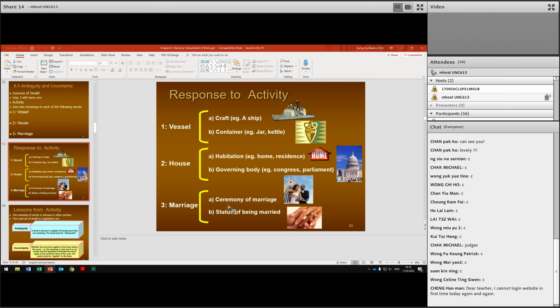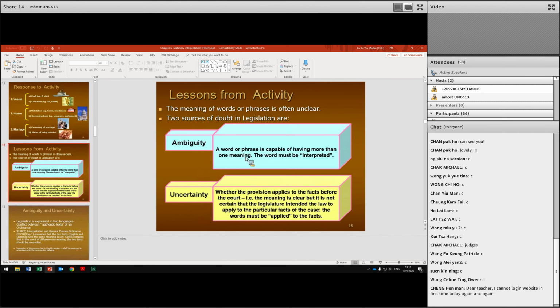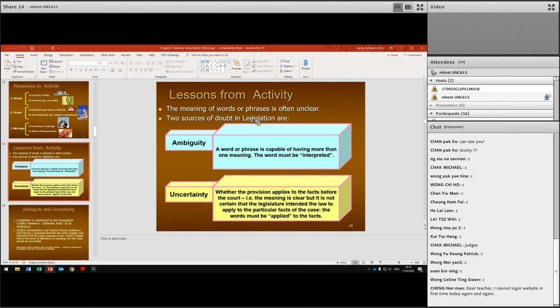Marriage is also the same. Sometimes it means the ceremony of marriage, and sometimes it means the status of being married. So many terms have two different meanings. The meaning of words or phrases is often unclear. So these are the two sources of doubt in legislation. Ambiguity means a word or phrase is capable of having more than one meaning. So that is the reason why the word must be interpreted. We have to choose which meaning we are referring to.